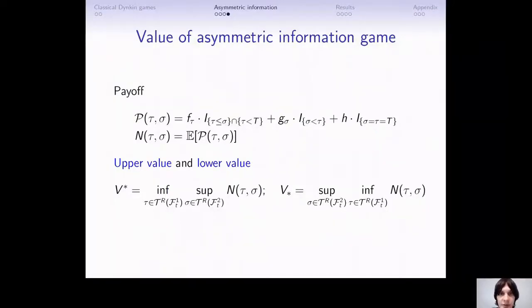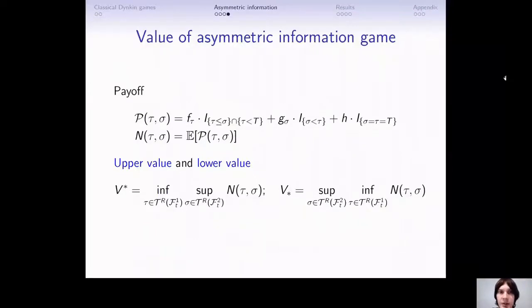As before, if the two coincide, then the game is said to have a value. The definition is similar to the definition of the value in the classical game, but the infimum and supremum are taken over sets of randomized stopping times, and not classical stopping times. And the randomized stopping times are with respect to different filtrations that represent the information flow of the players.